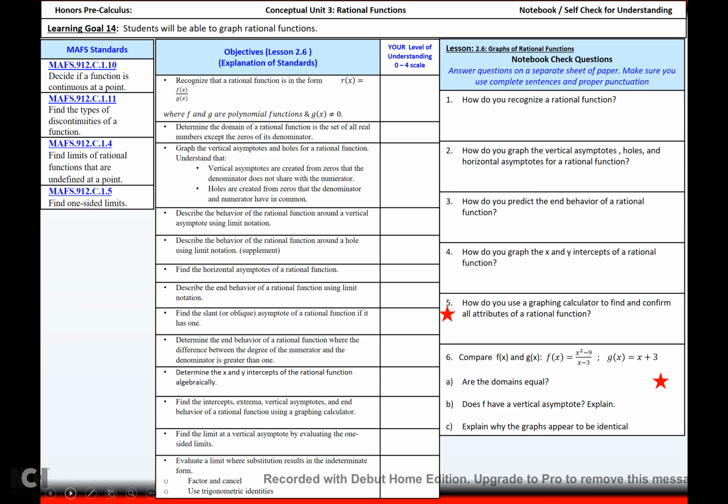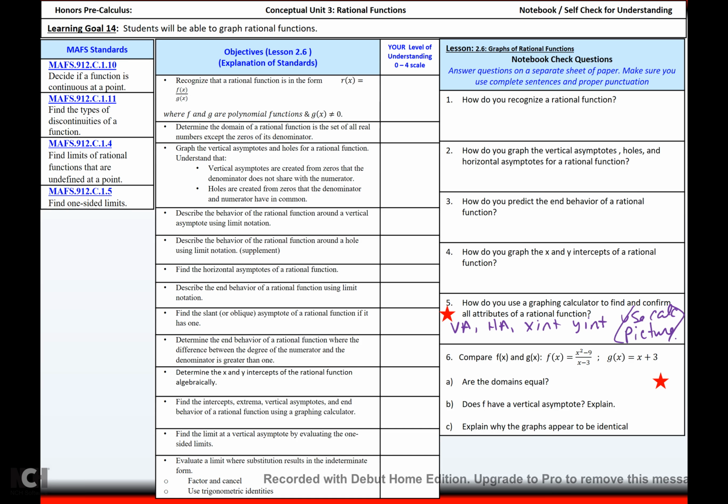Alright, so how do you use a graphing calculator to find and confirm all attributes of a rational function? Well, we find the vertical asymptotes, the horizontal asymptotes, the x-intercepts, the y-intercepts, and then instead of generating a whole bunch of points, we use the calculator to get a complete picture.